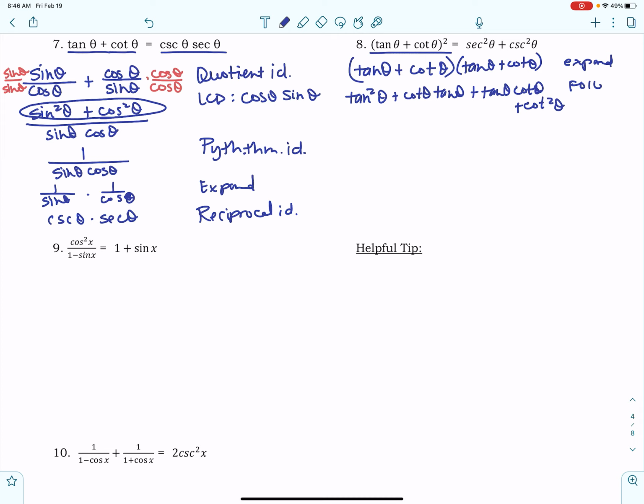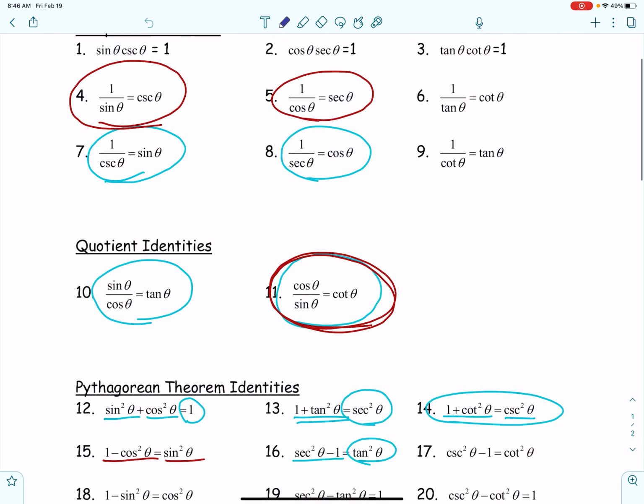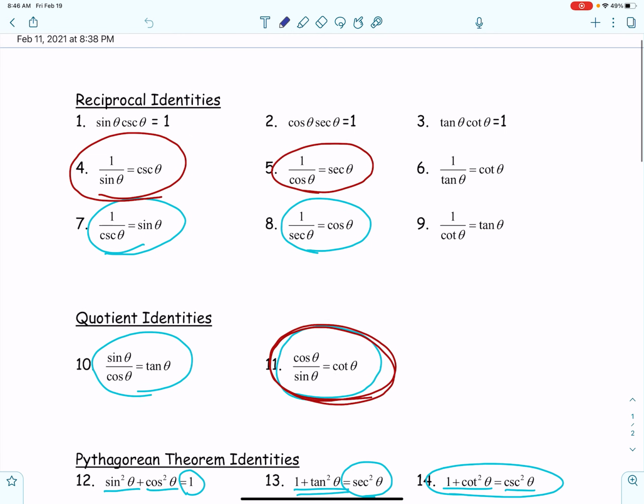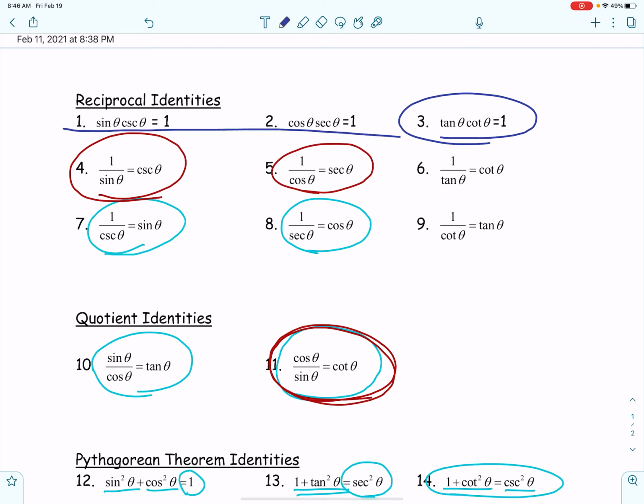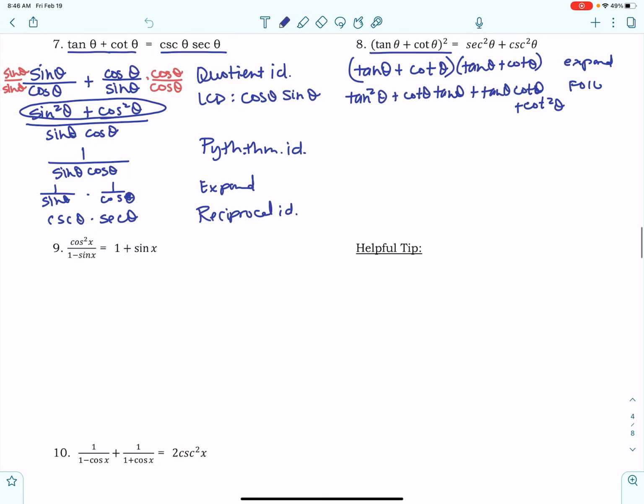That's awesome. Okay, this one's going to be tricky. So I'm just giving you a heads up. On our identity sheet, I need to remind you of something. We don't use these reciprocal identities very much, this top row, but man, they can be handy. Anytime you've got cotangent theta times tangent theta or tangent theta times cotangent theta, you can replace it with 1. And that's what we're going to do right here and right here.